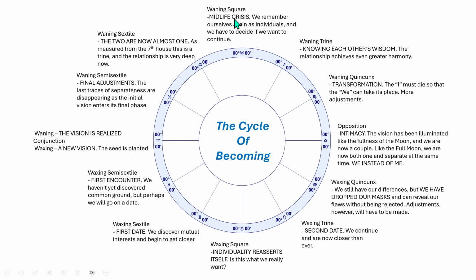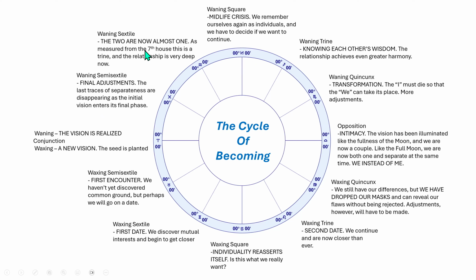But then we get to the waning square, which I call the midlife crisis. Again, we remember what we were as individuals, and we have to decide whether we want to continue or not. And there are always married couples who are going along fine until they reach middle age, a little later in life, and they think about their choices and decide, no, I don't want to go any further anymore. And that's always kind of sad. Okay, now, next we hit the waning sextile.